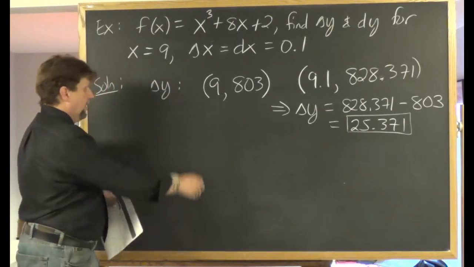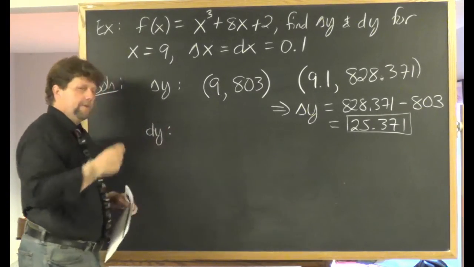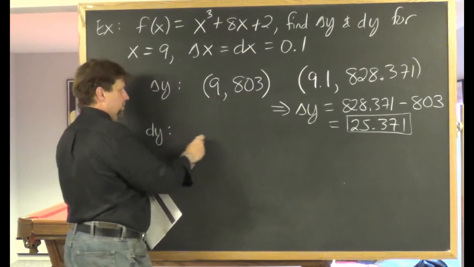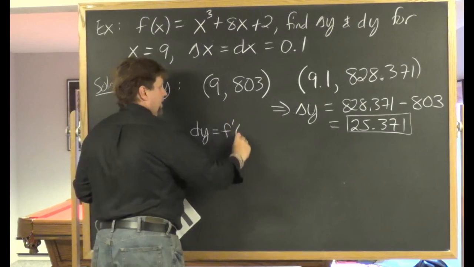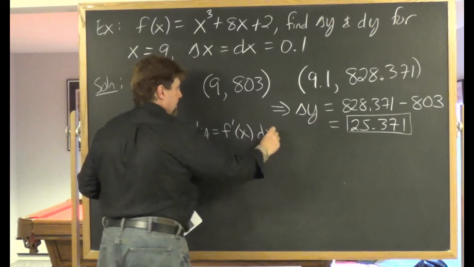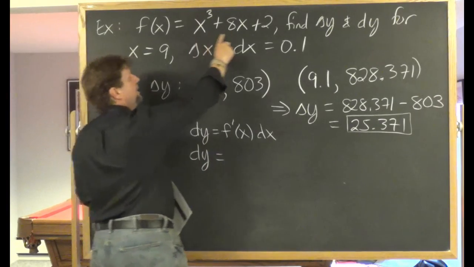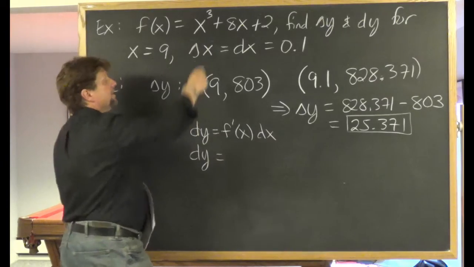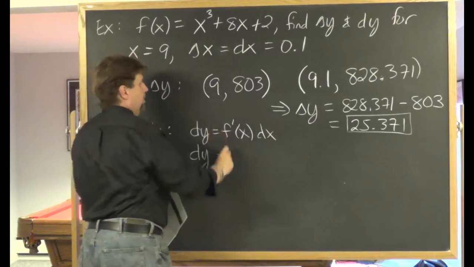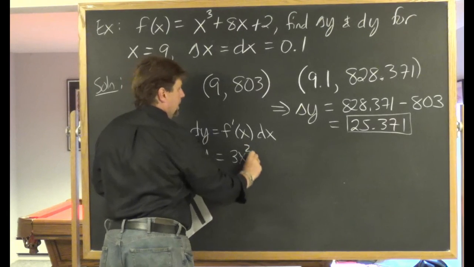Now to get dy, well, remember to get our definition we just solved for the differential in y, dy. Remember dy is f prime of x dx. So dy is, well, here's the function. Let's get the derivative of that function, f prime of x. So the derivative of this function is 3x squared plus 8.